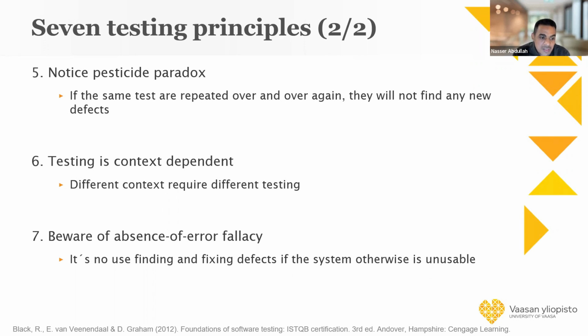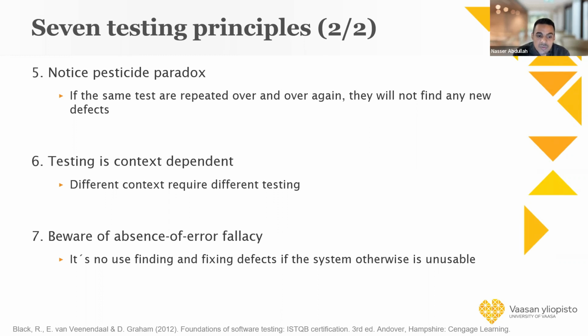The last principle is that absence of errors is a fallacy. Be aware of this problem, because maybe you test your application and there is no bug, but your application is unusable. It's difficult to use. It's difficult to understand. So that means there is no point. There is no point if your application is free of bugs but people cannot use it.